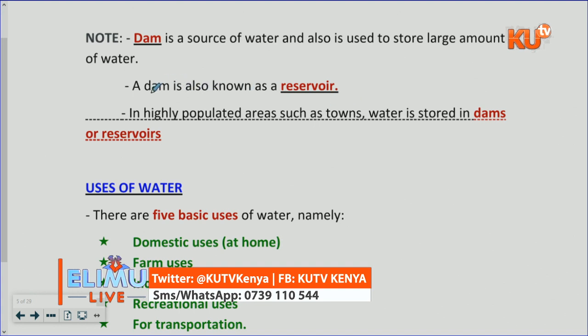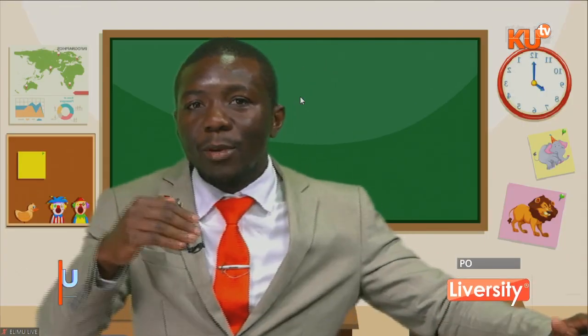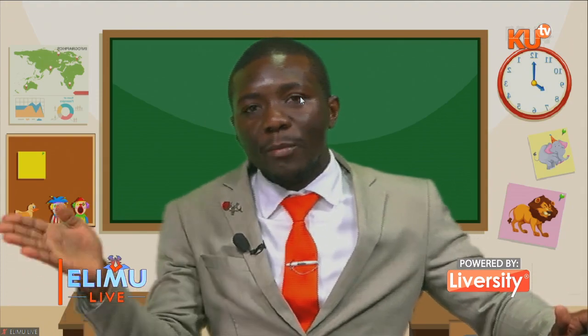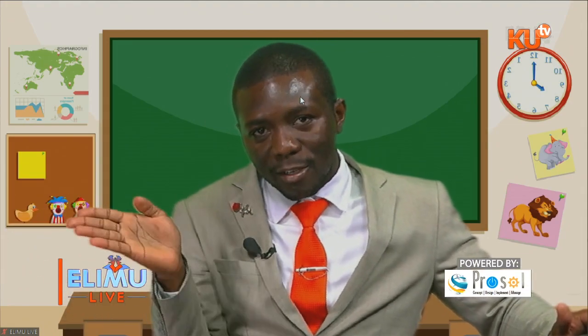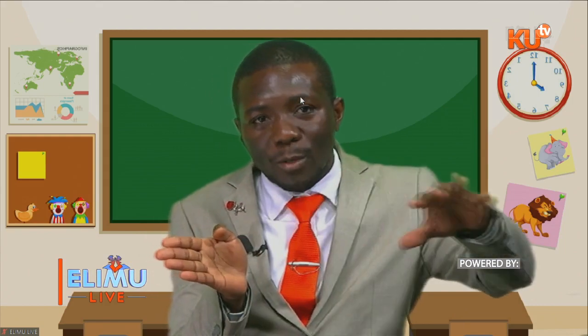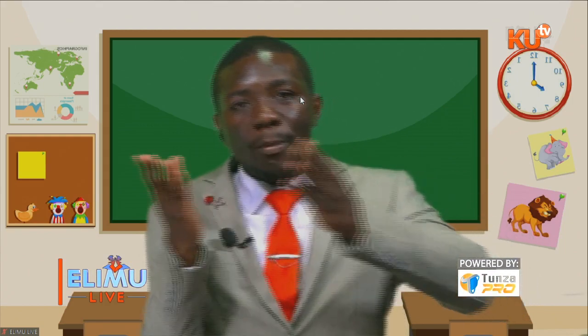So the second note I said, a dam is also known as a reservoir. Some books say a dam is a reservoir that is built across the river. So where the water is passing, you can build it or obstruct it, so it can collect itself there in a large amount. And then that water you can use to supply to other areas.